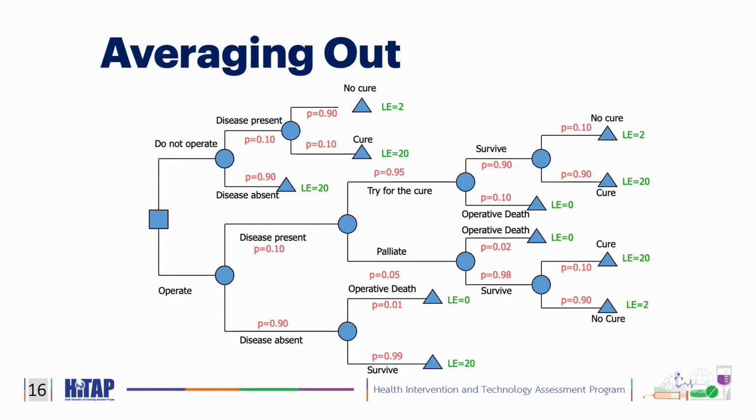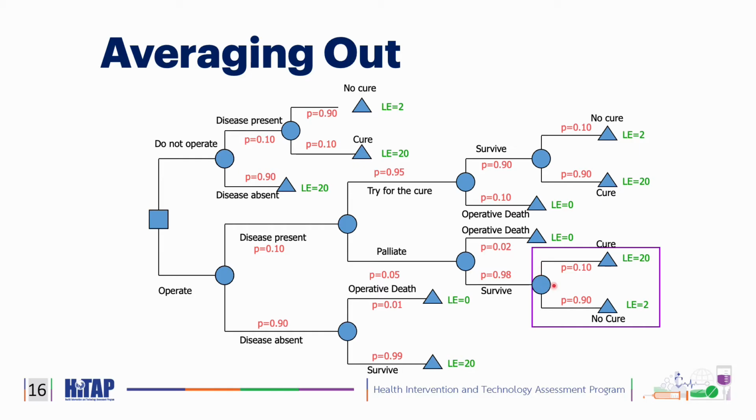So after we have all the information ready, next is the step of calculating. As you can see here, if the patient chooses to operate, but the disease is still present and the patient falls into the palliative stage, the patient is not dead here, right? The patient is still surviving. So the probability of that patient surviving could be either in the cure state or the no cure state.